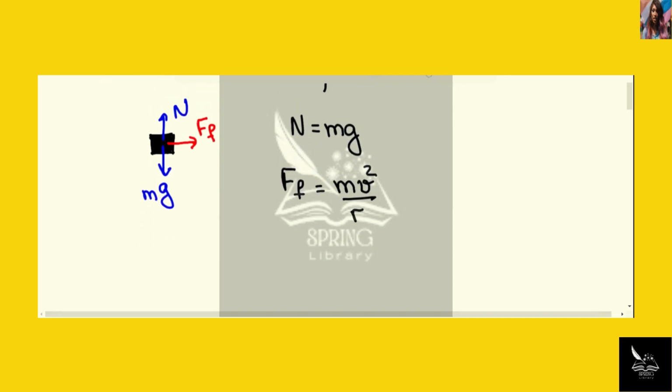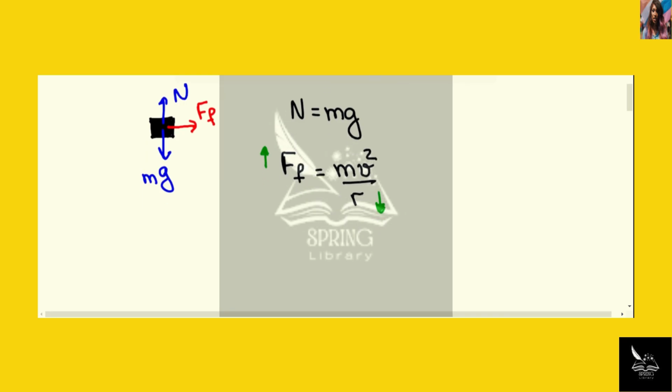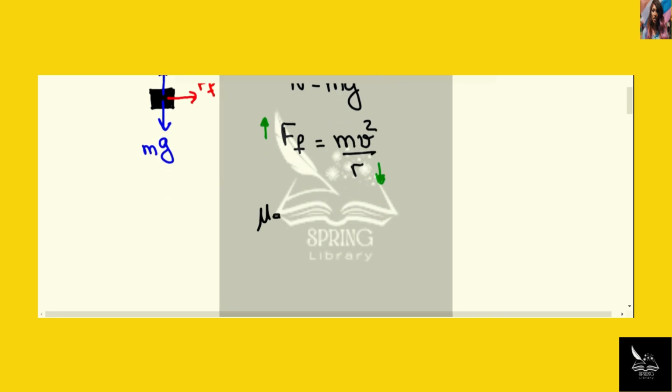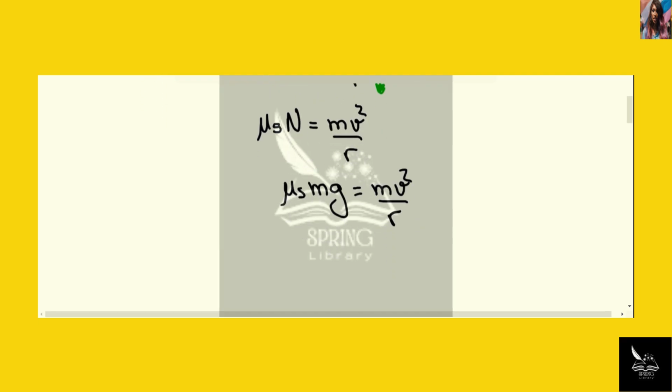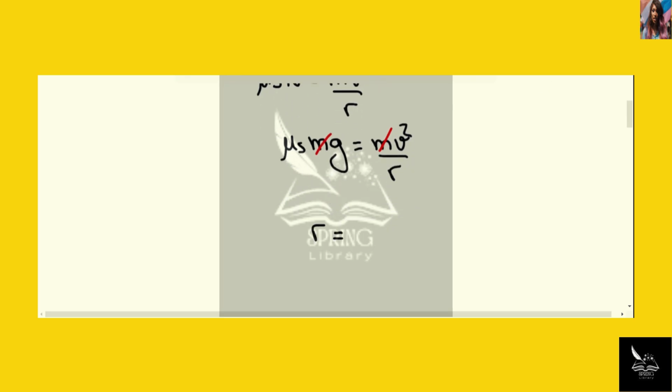Now we are looking for the smallest possible radius. This means we should be looking for the greatest possible static friction force. The greatest possible static friction force is mu s times the normal force, and the normal force, as we saw, is the mass times the gravitational acceleration. So the m's cancel out, and we have that r is equal to v squared divided by mu s g.